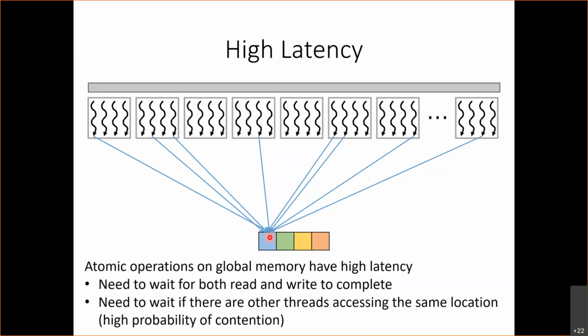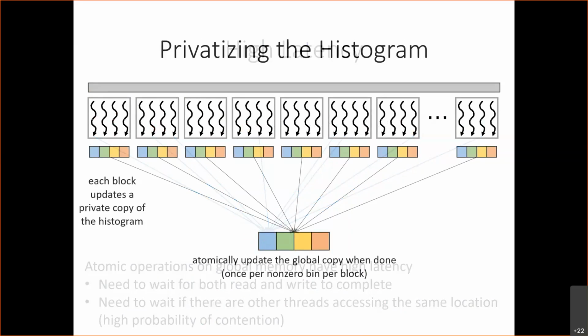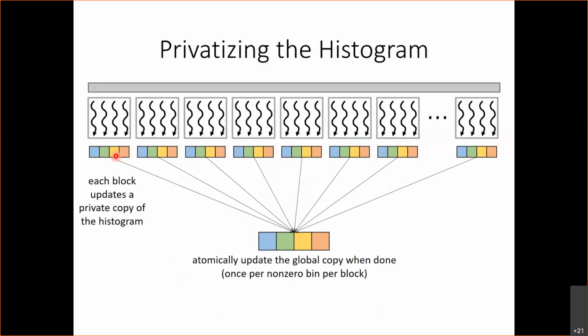So the way we solve this is we use privatization, where every thread block has its own private copy of the histogram, and they do the updates on that histogram. That way, threads in different blocks are no longer competing with each other. And then we do a final commit of the local histogram to the global histogram for each bin that is non-zero. And if the histogram is small enough, we can even put the private copy of the histogram in shared memory so that we have a lower latency atomic operation.